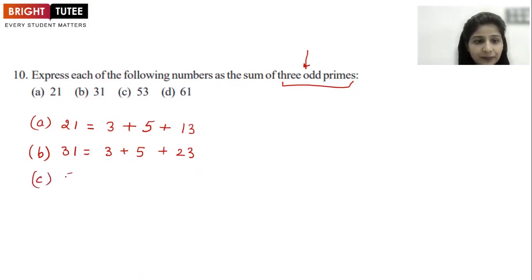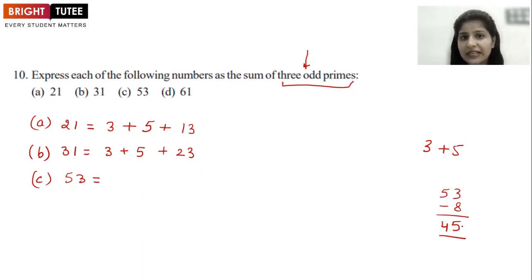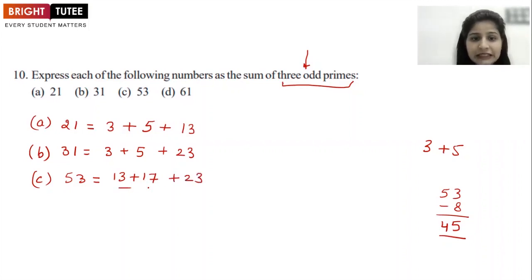C part is 53. With 53, if I try with 3 and 5, you will not find the third number. 5 and 3 is 8; you subtract 8 from this and get 45. So 45 is odd but not prime. So we have to think about some other pair. When you think about the other pair, you will get 13 and 17. You can see 13 plus 17 is 30. How much do I need to add? 23. So yes, these three are odd prime numbers. So 53 is now expressed as the sum of odd prime numbers.